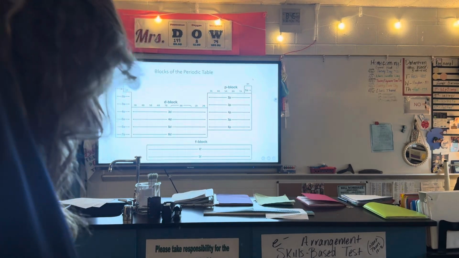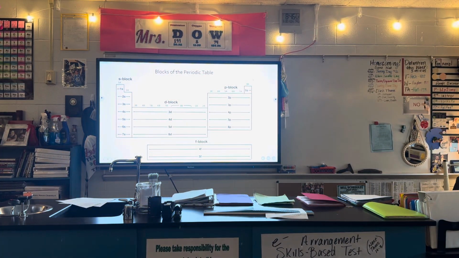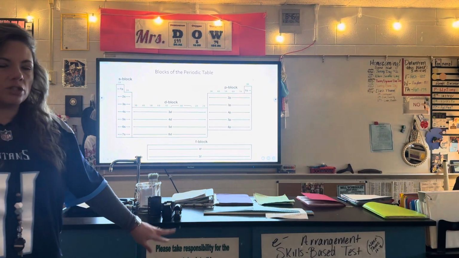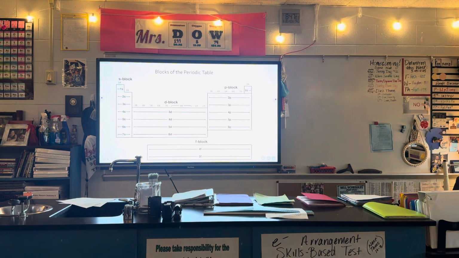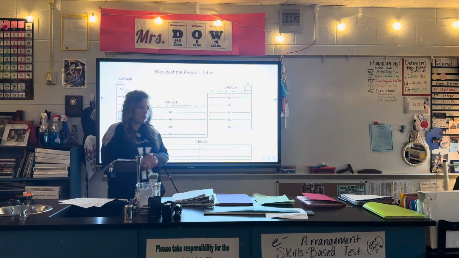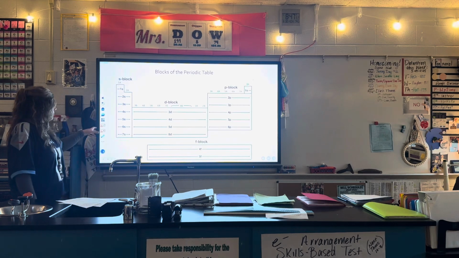All right. So today we're doing electron configuration, which if you look at our poster up here, this is skill number 3, and then we're going to do the noble gas configuration, skill number 4. So we're covering 2 of them today. All right, so the first slide here is there are 4 blocks to the periodic table. 4 blocks. There's S, P, D, and F.